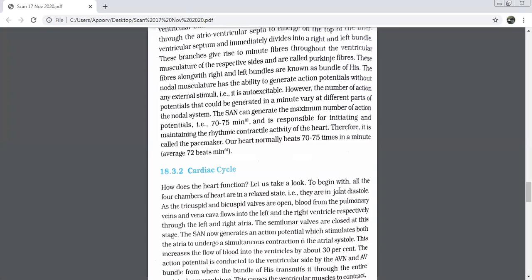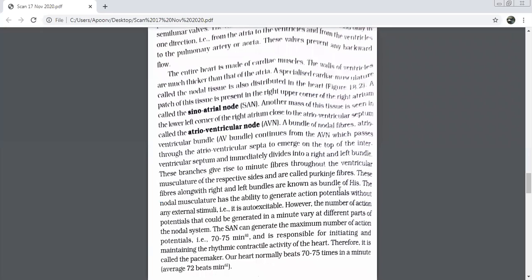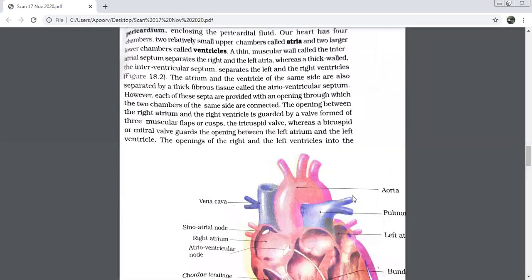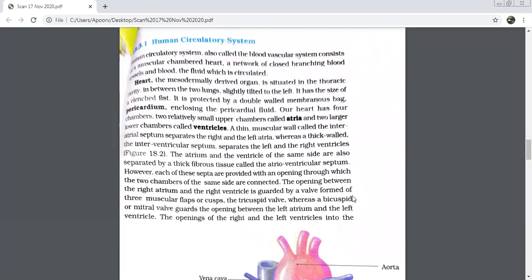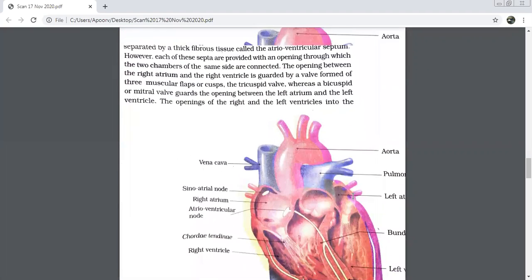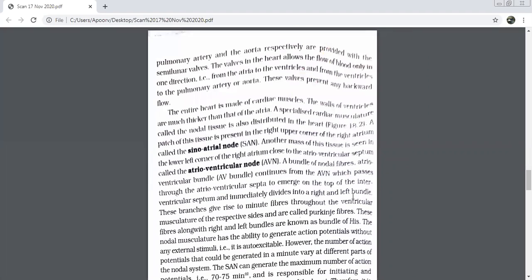So incomplete single circulation was found where? In which category? In fishes. And double circulation we just read, where did we find it? Birds, crocodiles, and mammals. Very good.